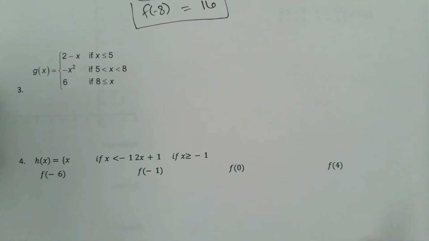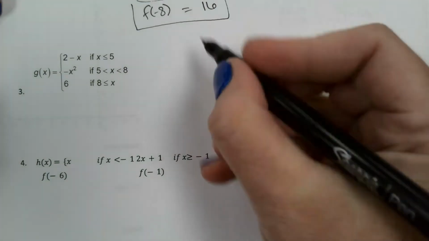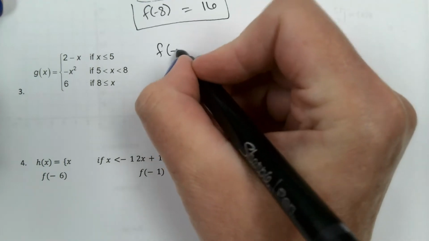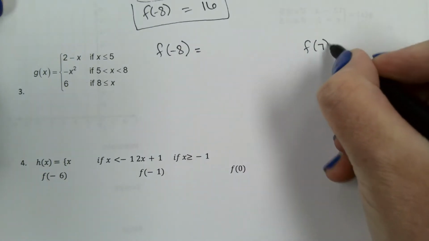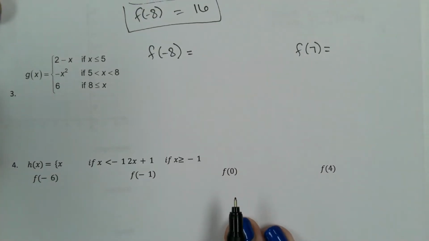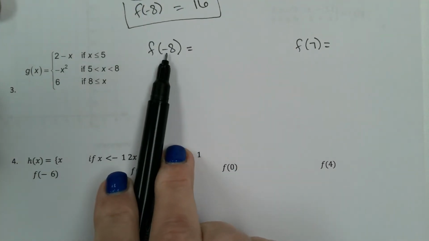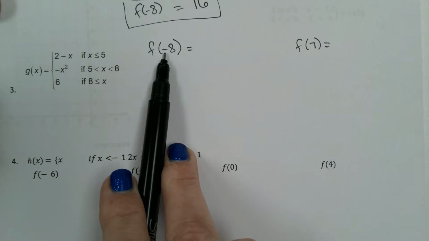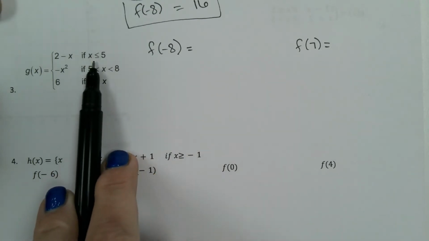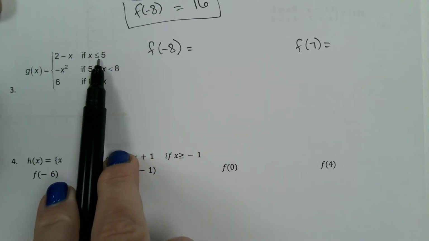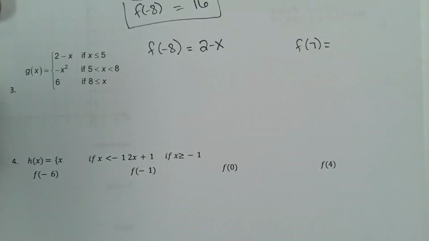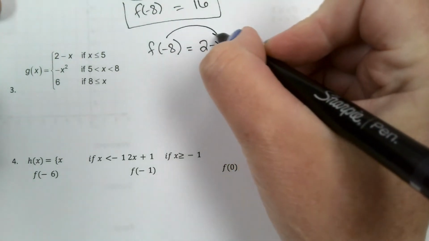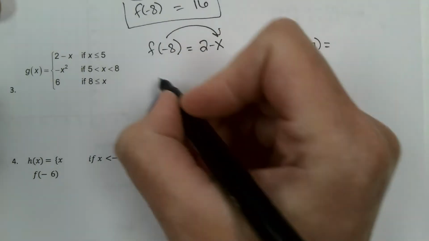All right, here we have 3 different equations. We're still going to use the same numbers from above: f of negative 8 and f of 7. We want to know the value when x is negative 8. So you come over here. Is negative 8 smaller than 5? Yes, it is. So therefore, I use 2 minus x. Once again, that is the value that I'm going to sub in place of x.